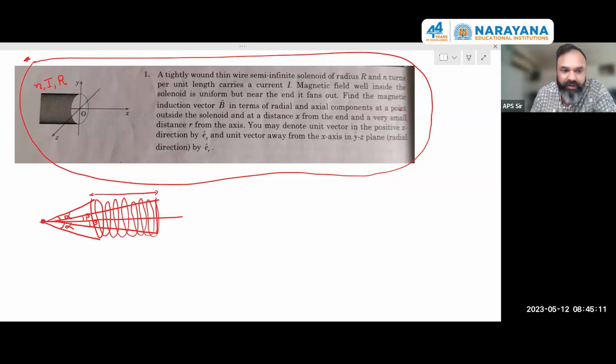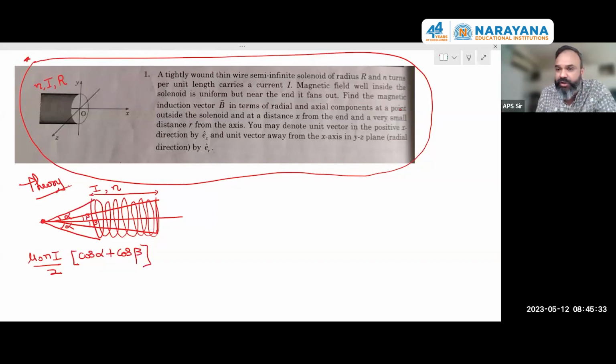All of us have studied this by derivation in theory, and I'll also discuss how we derive it. It comes out as mu naught N I by 2. If the current in these wires is I and the number of turns per unit length is N, then it comes out as mu naught N I by 2 into (cos alpha plus cos beta). We go to a differential distance of x, cut a differential element dx, and get a ring. The field because of one ring is mu naught I r square upon twice of (r square plus x square) raised to the power 3 by 2. Then I multiply by N dx, the number of turns in the ring. Then I integrate from x equal to this point to x equal to this point, and I get this expression. Very fundamental derivation, all of us have done it.